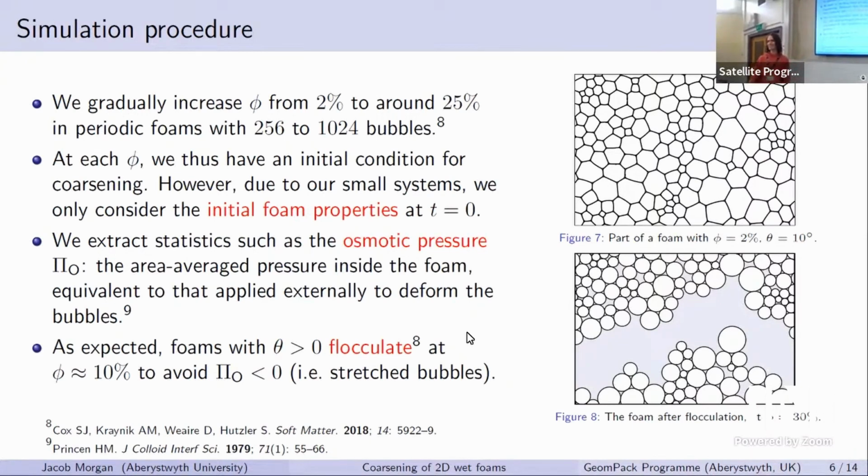And is that 15 or 0.15? I think it's about 16% for the monodisperse disordered case. Yeah, the monodisperse disordered case in 2D, I think that's right. About 16%.